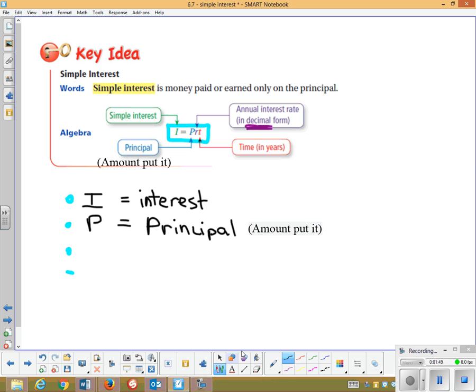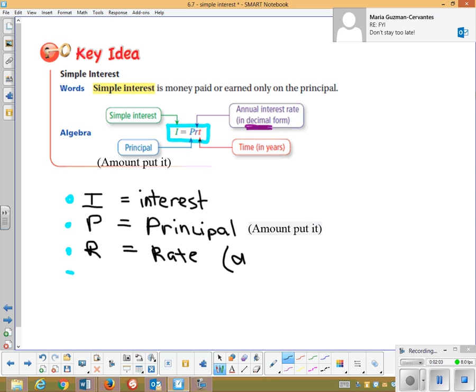Then the next thing I have is called the R, which is the rate. So R is rate. And for the rate, don't forget, it says here you have to have it in decimal form. So go ahead and put decimals right here. And then the T is going to be the time. How long are you saving the money, or how long are you borrowing the money? So T, we'll put right here, is time.